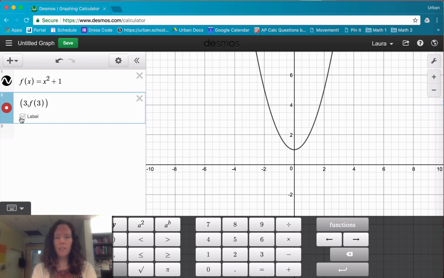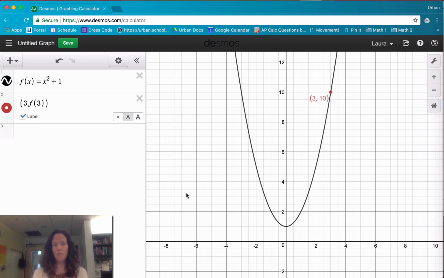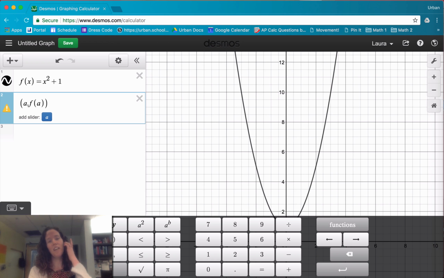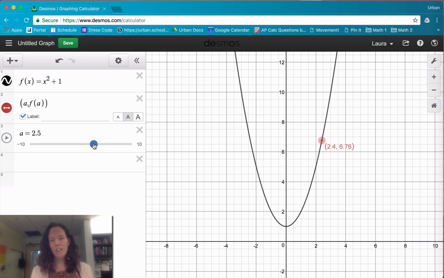Plot that point and even show us. Sure enough, there it is, 3 comma f of 3. Desmos also does a really nice job using sliders in this regard. So I can say a, f of a. Desmos is really slick here because you don't even have to click to add the slider. It just tells you what it's going to do. So if you hit enter, sure enough, it creates that slider. And I can move it, and look at that, those are all my points.